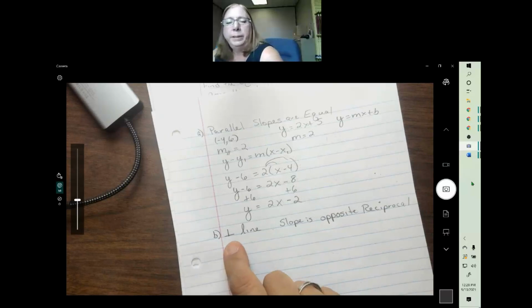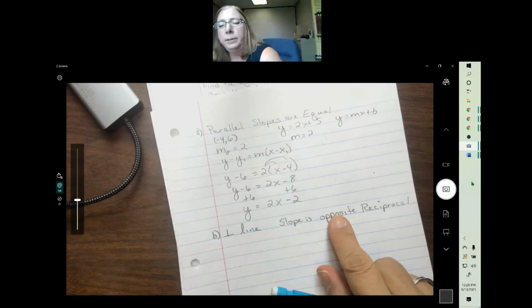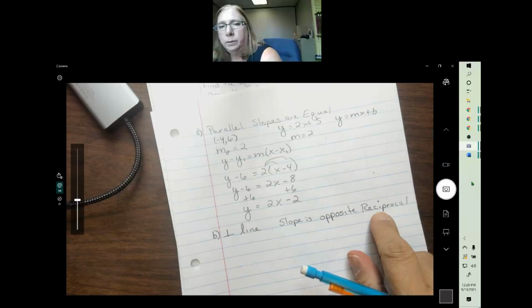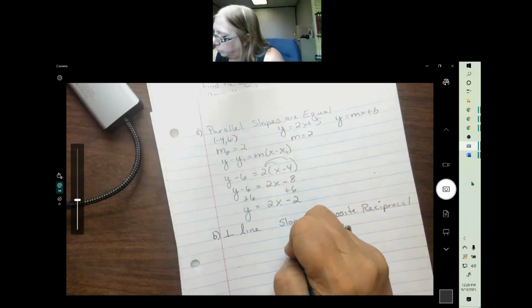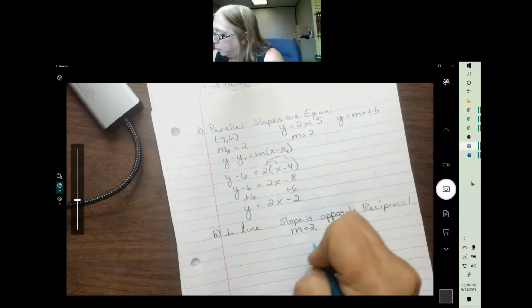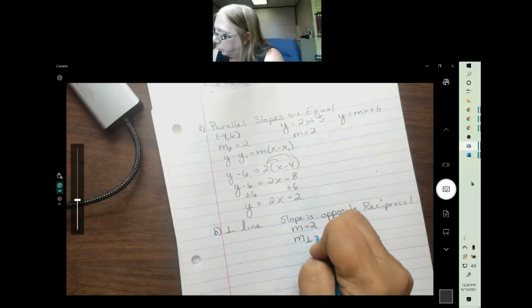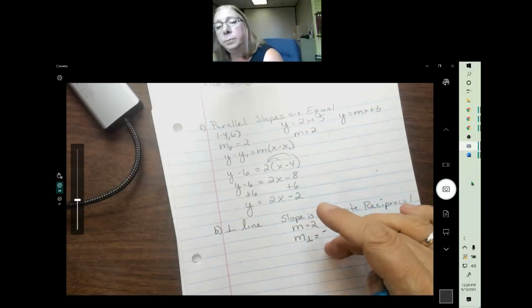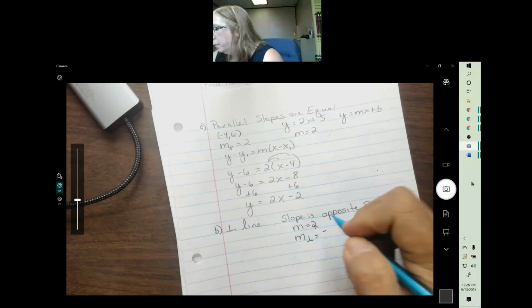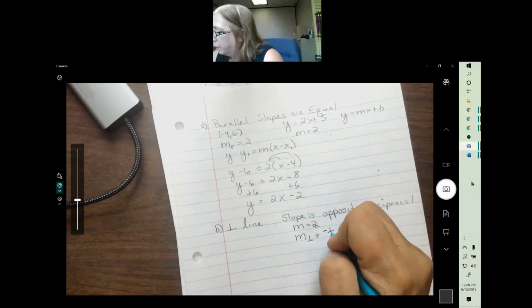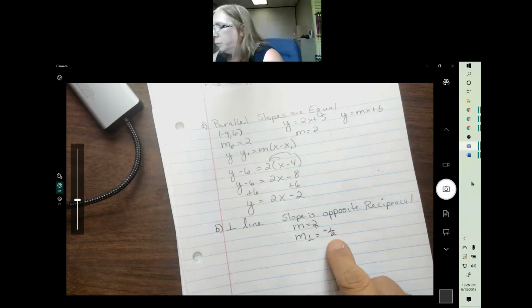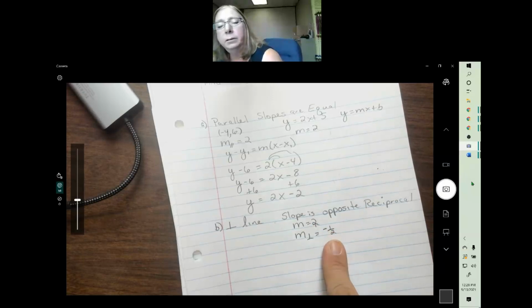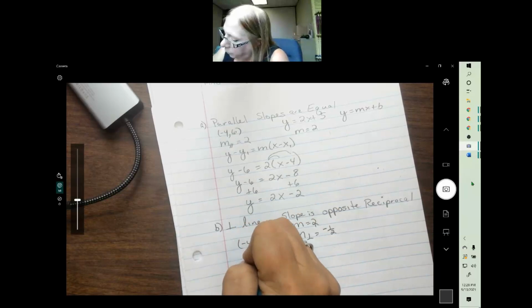When two lines are perpendicular, the slope is the opposite reciprocal. So in this case, our original slope was 2. The perpendicular slope will be the opposite sign, so in this case a negative, and then you take the reciprocal. We make this a fraction. When we flip it, we get 1/2. So these two slopes would give perpendicular lines. So it's the opposite sign and the reciprocal. And the problem said to use the same point, -4, 6.